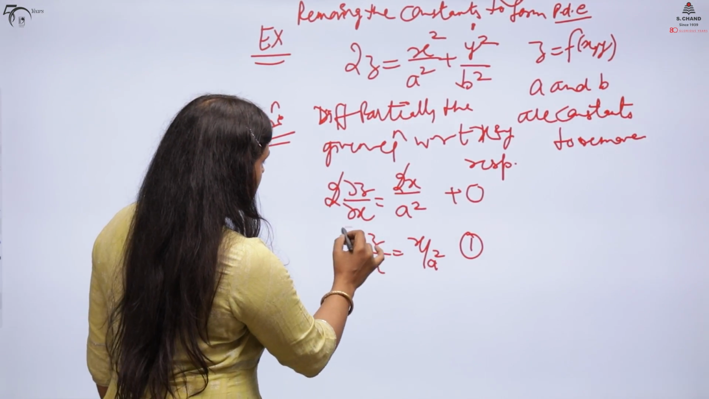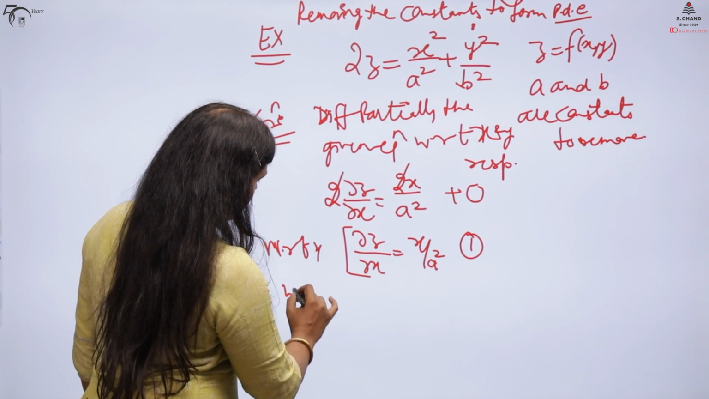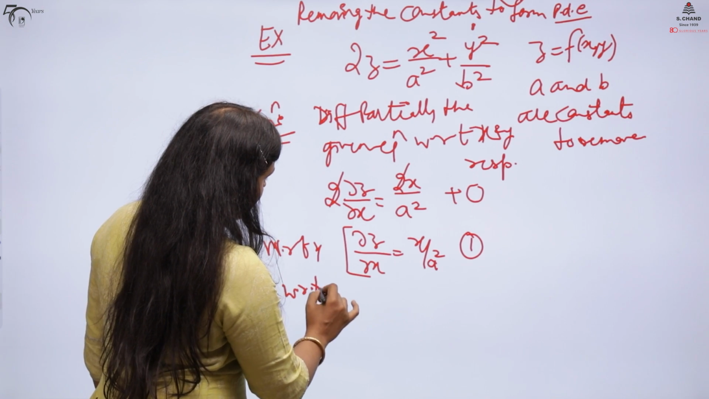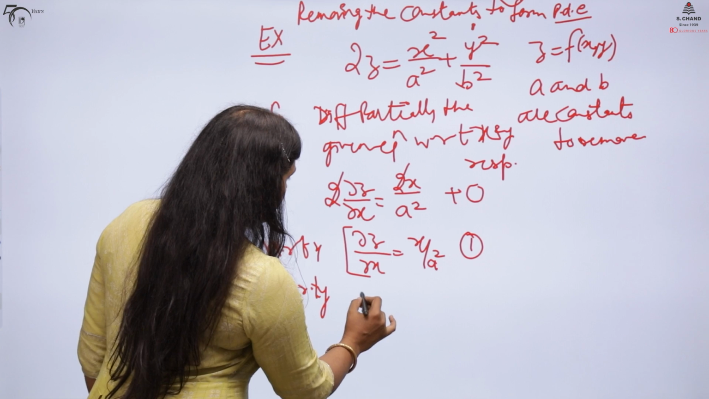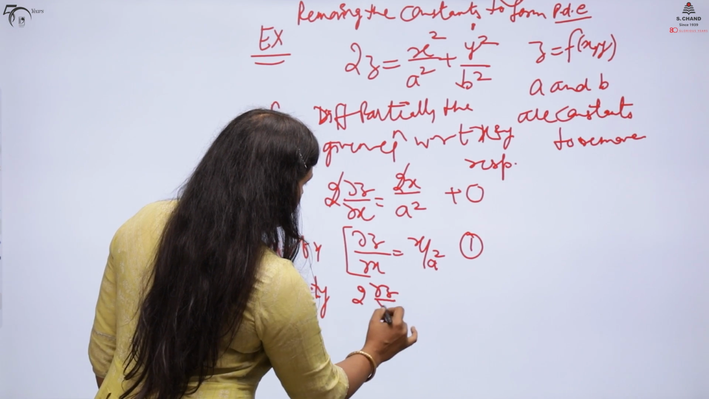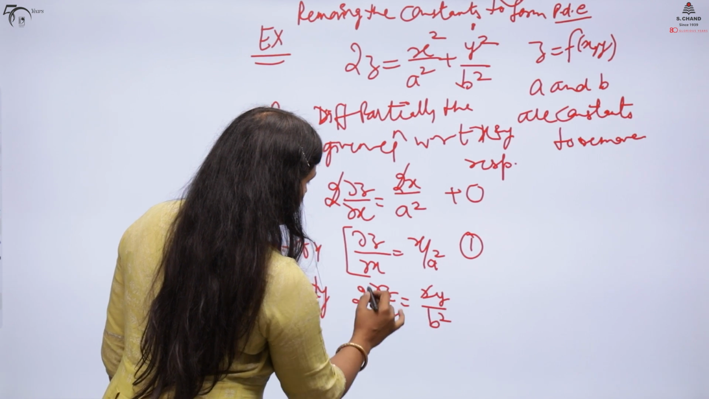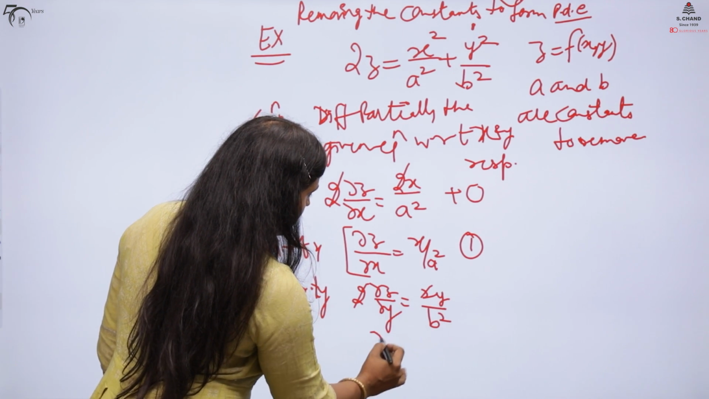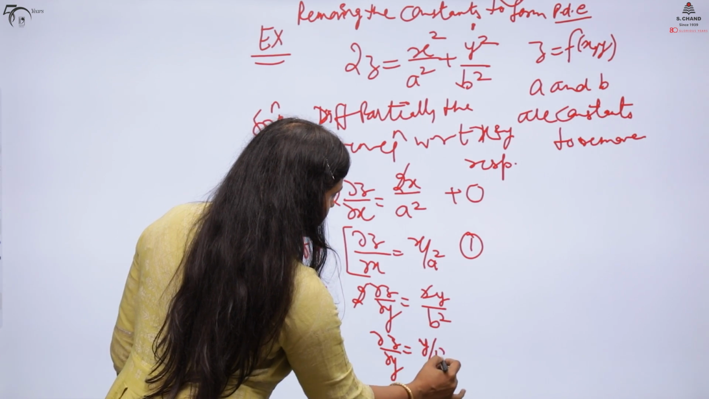I have numbered it as 1. Now come to the partial derivative with respect to y. So, this is with respect to x and now with respect to y. The same way, obviously, you will treat y as variable and x as constant. So, the derivative will be 2 del z upon del y equals 2y upon b square, the 2 will get cancelled. So, on similar lines you are getting this equation.